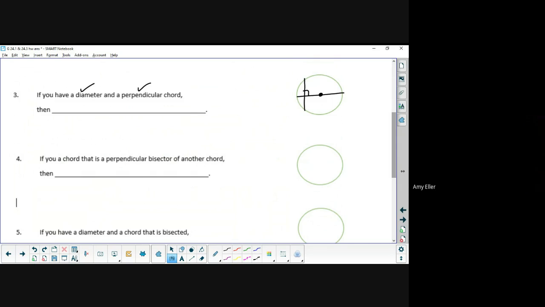Now off to the side, I'm going to make a list of 3 things. These are on your notes. You don't have to write them. Diameter, perpendicular chord, bisected chord.